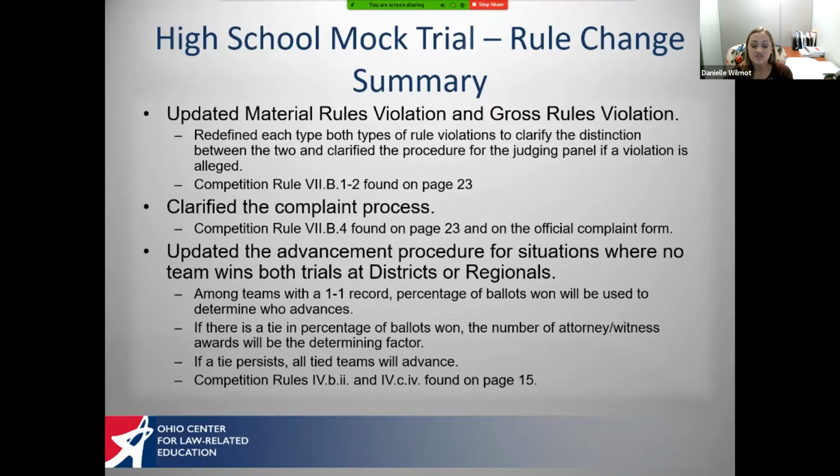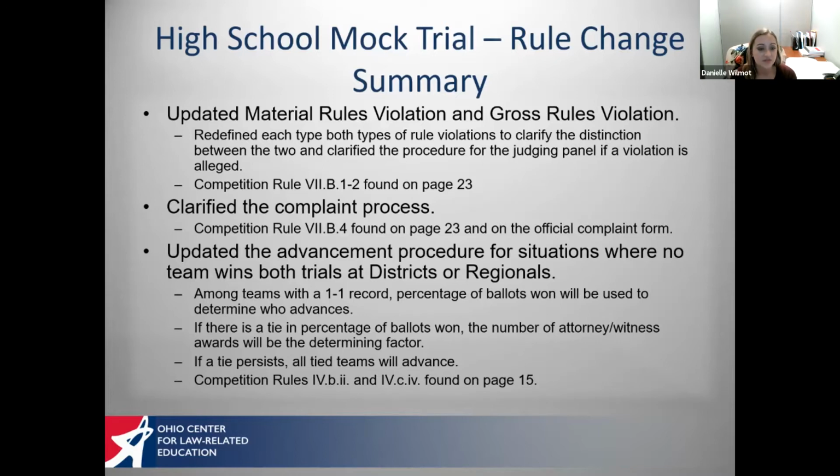violation. We've just redefined what each type of these violations mean, and we've clarified the distinction between the two, and we've also clarified the procedure for the judging panel to follow if a violation is alleged. So you can find that more thoroughly spelled out in competition rule 7B 1 through 2 on page 23. So that's where we have it all changed, but just know that it has been updated and clarified.